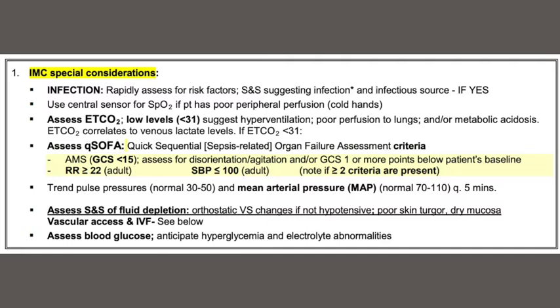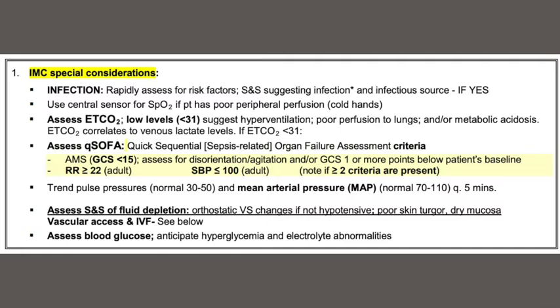Finally, we're going to assess signs and symptoms of fluid depletion. We're going to do orthostatic vital sign changes if they're not hypotensive. So we talked about this in our cardiovascular systemic examination. Have the patient sit down, get a blood pressure, and if possible, stand them up and see if their blood pressure changes. If they can't stand up, we can do this with them lying down, get a blood pressure, and then sit them up. Do they have poor skin turgor? Is their skin tenting? Do they have dry mucosa? And we're going to initiate fluids on these patients.